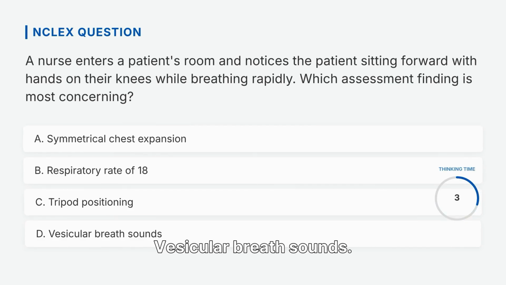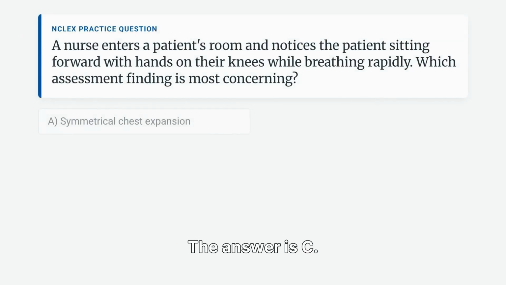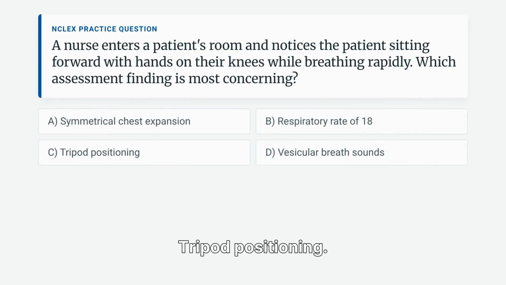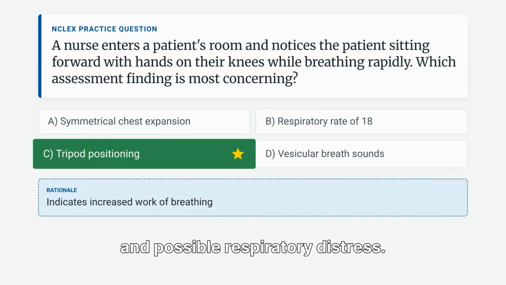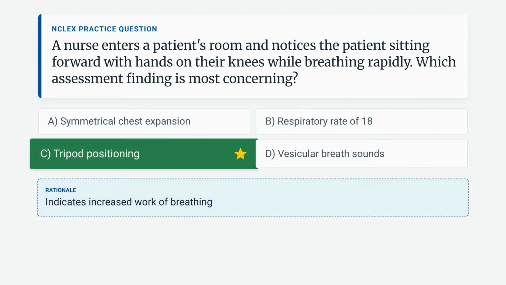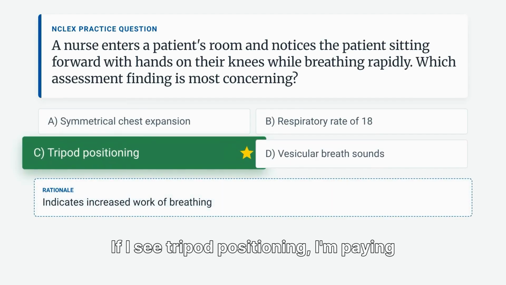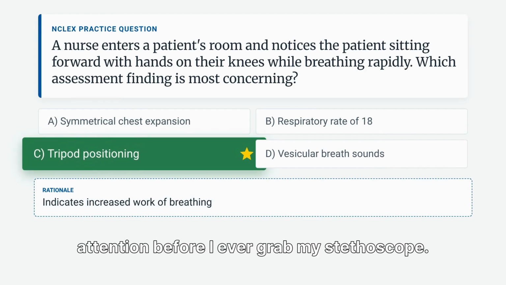Vesicular breath sounds. Pause here. The answer is C. Tripod positioning, because it indicates increased work of breathing and possible respiratory distress. And honestly, if I see tripod positioning, I'm paying attention before I ever grab my stethoscope.